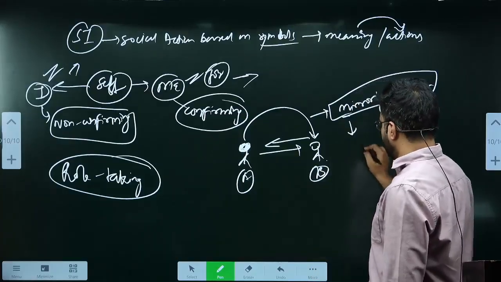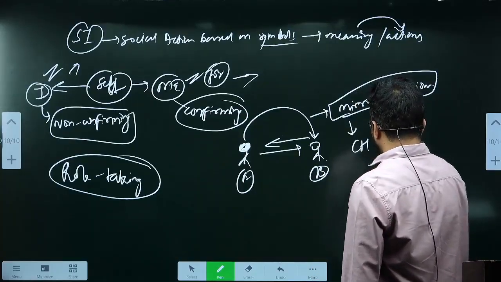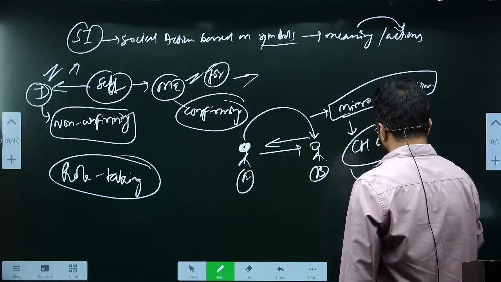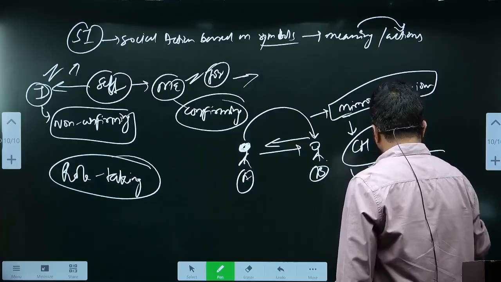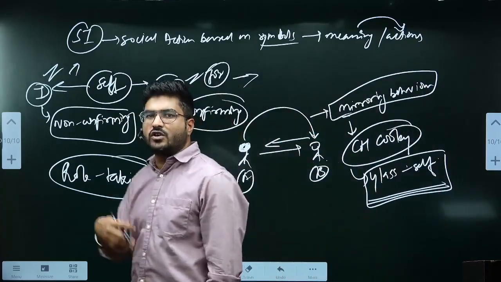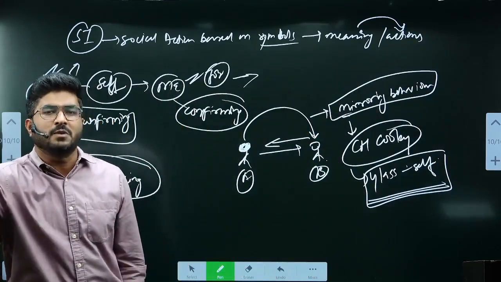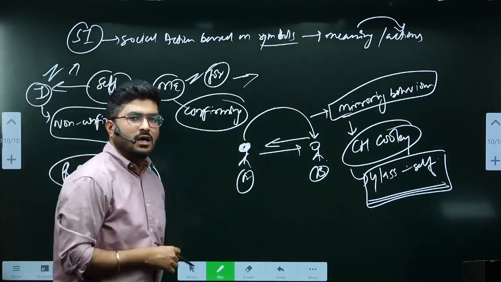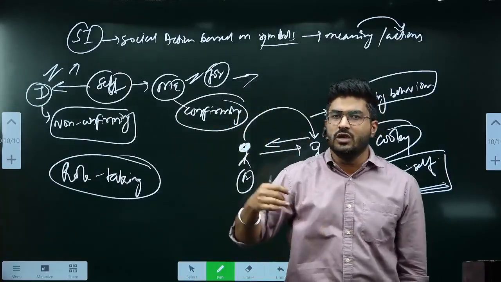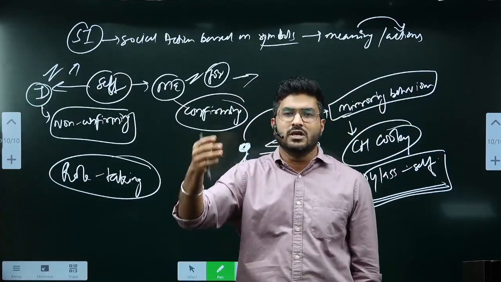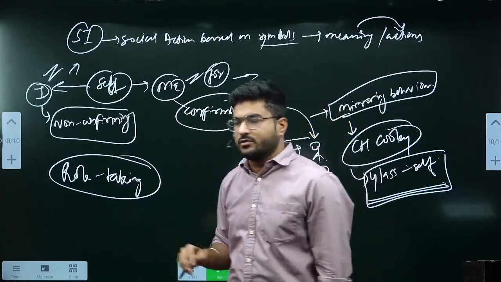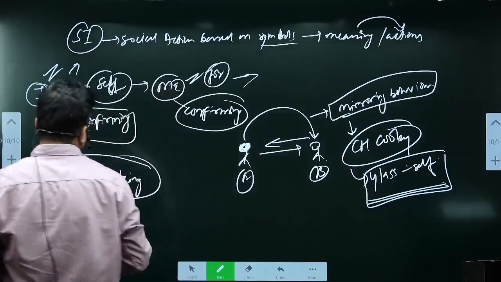Which is what C.H. Cooley has talked about in his looking glass self concept. You tend to understand and analyze your own behavior from the other's perspective, how you behave with others. So standing in front of a mirror, you try to talk to yourself, is this how you behave with the other person, is this how you interact with the other person. That's just an example. So that is what the glass self is all about.